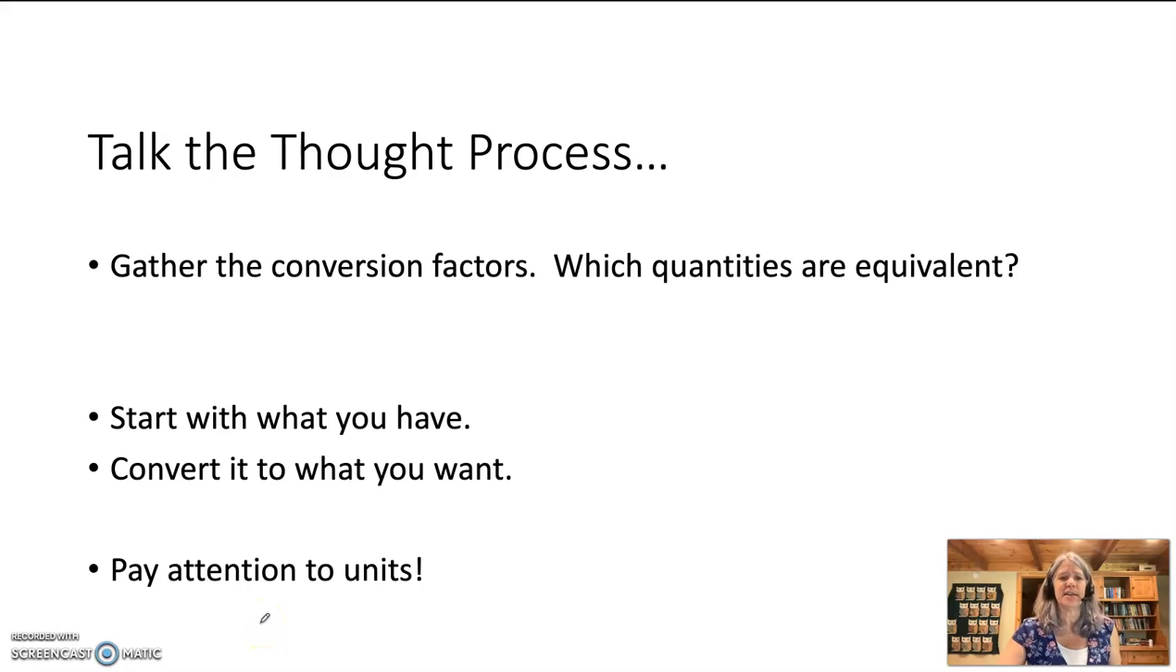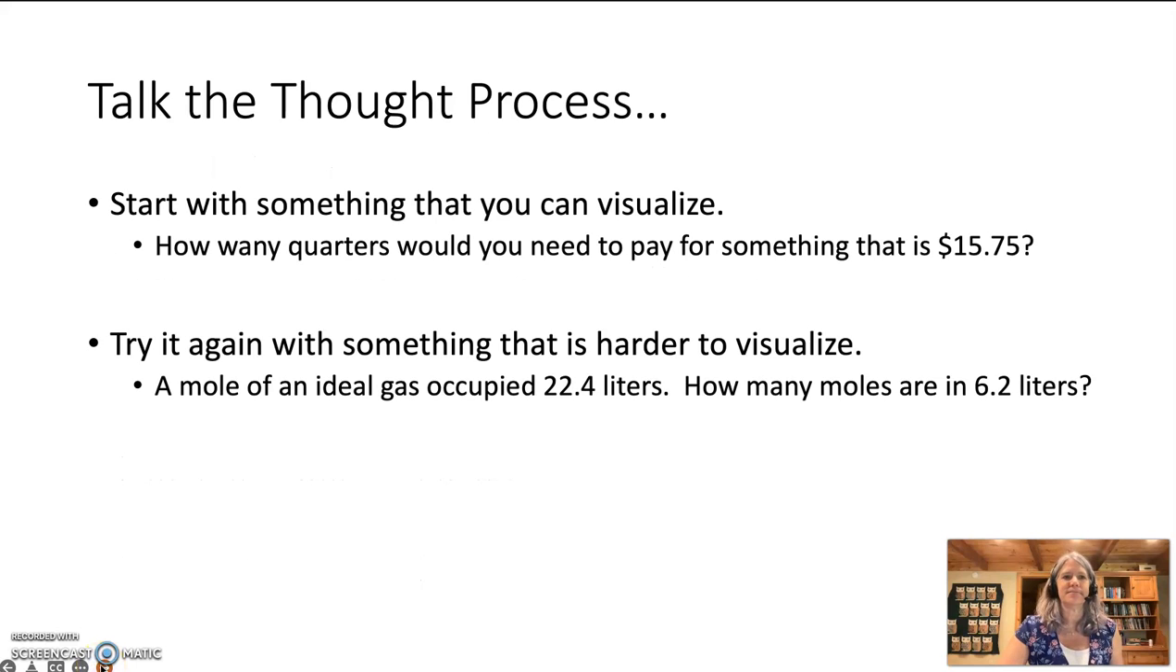Okay, so that's the process for talking it through. Gather the conversion factors. That's which quantities are equivalent. Start with what you have, write that on the left. Convert it to what you want, write that on the right after the equal sign with the correct units, and then use your conversion factor to get the correct units. Pay attention to those units to make sure you get the correct answer.